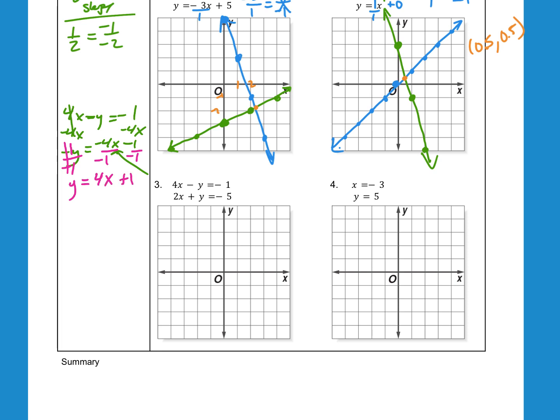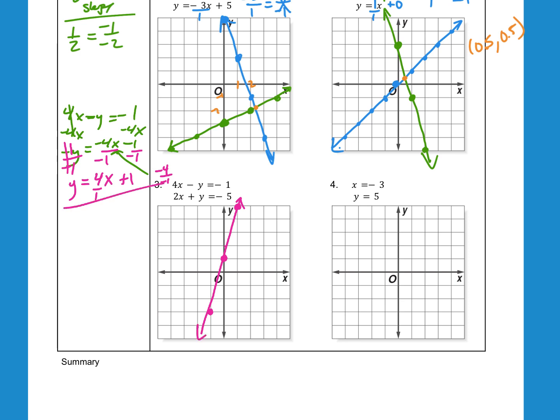So let's go ahead and graph that one. Y-intercept is 1. Slope is 4, or 4 over 1. So up 4: 1, 2, 3, 4 over 1. And then I don't have any more room, so instead I can go negative 4 and negative 1. So I go back to my y-intercept and go the opposite direction. 1, 2, 3, 4 over 1. And since that's all the space I have, I'm going to use those to try to draw my line as straight as possible.